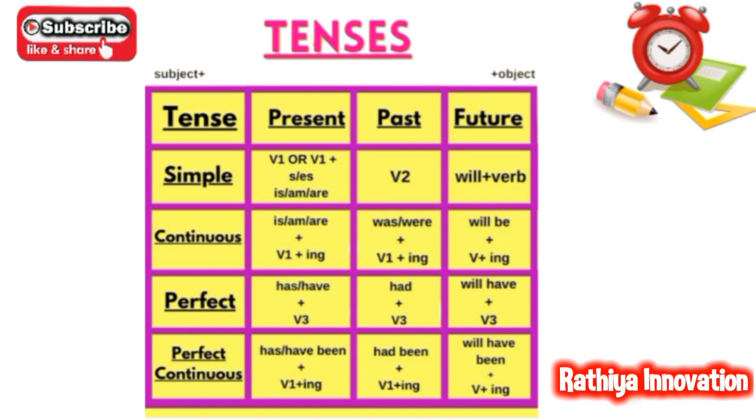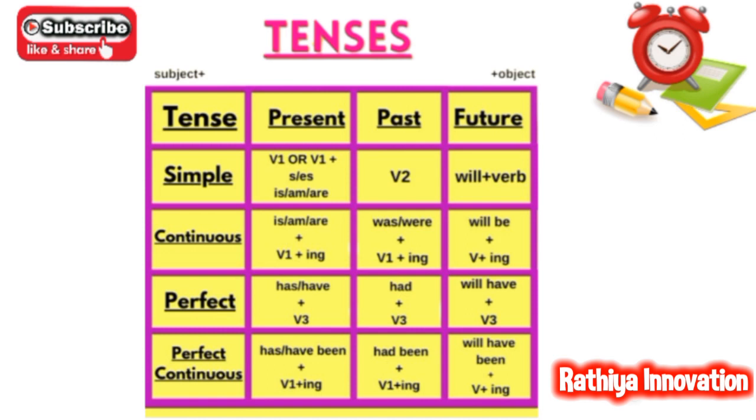And again, these three are divided into four parts: simple, continuous, perfect and perfect continuous. For instance, if we take present tense, it is divided into four parts: simple present tense, present continuous, present perfect and present perfect continuous. The same goes for the remaining ones too. Past tense and future tense also come like this.